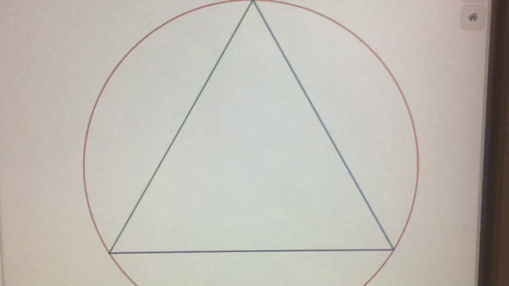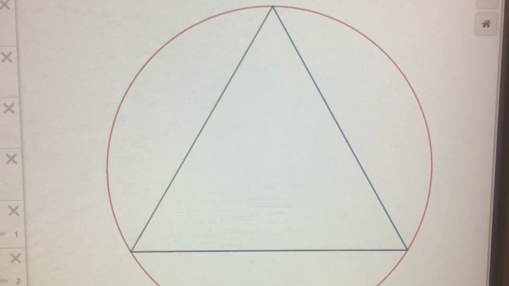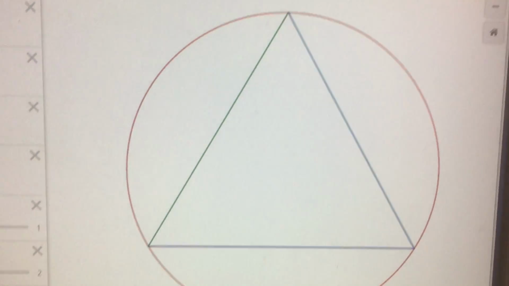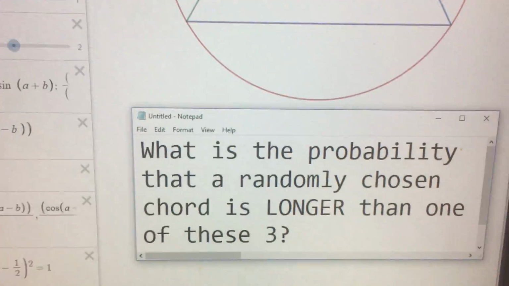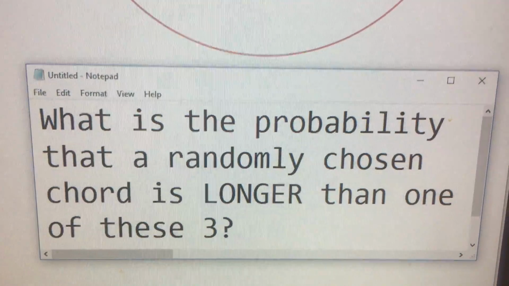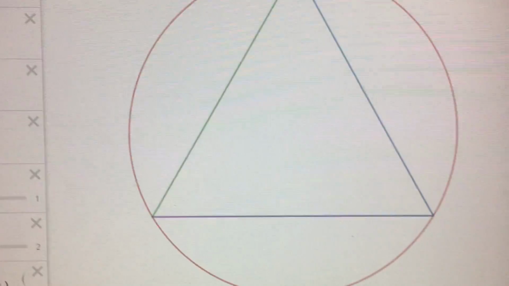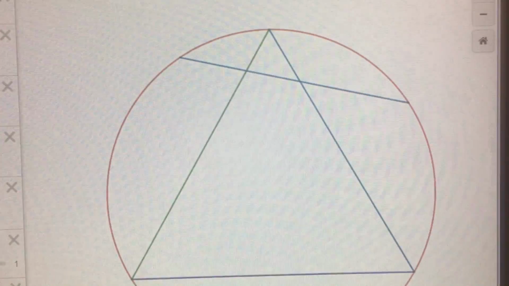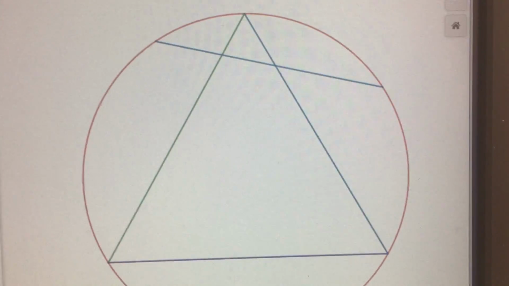Let's imagine you took any old circle and inscribed an equilateral triangle. Well, you're using 3 chords to do it. What is the probability that a randomly chosen chord is longer than any of these 3? So if I just picked a randomly chosen chord, what's the probability that pick is longer than one of those?